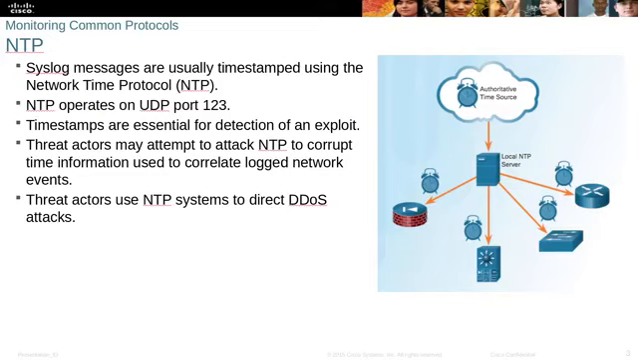Threat actors may indeed attempt to attack the NTP infrastructure in order to corrupt time information used to correlate the logged network events. So this can serve to hide the traces of ongoing exploits. Indeed, threat actors have even been known to use NTP systems to direct distributed denial of service attacks through vulnerabilities in client and server software.